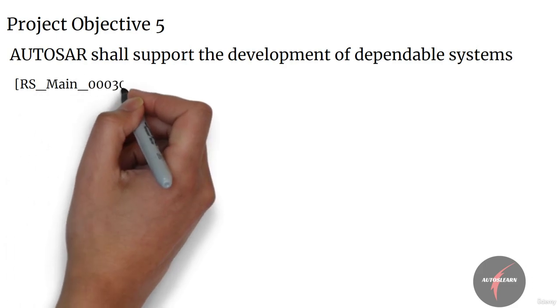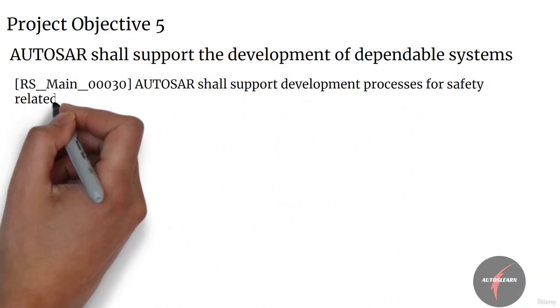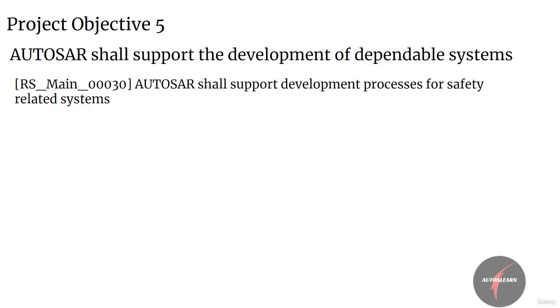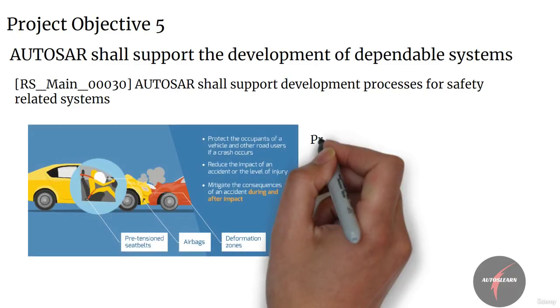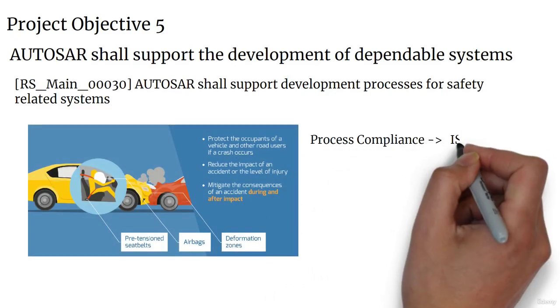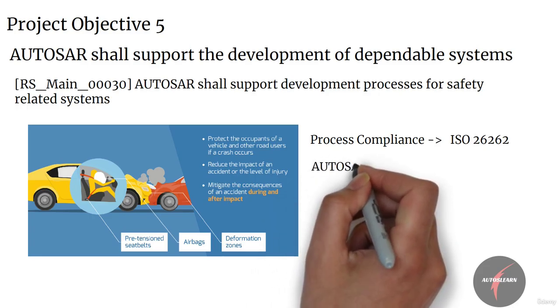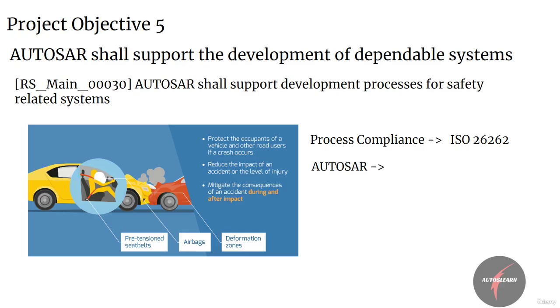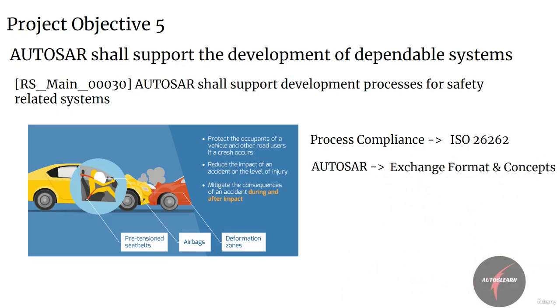Let's look into the second requirement, which states AUTOSAR shall support development processes for safety related systems. To develop safety related automotive systems, the corresponding requirements given in ISO 26262 have to be followed by all processes. AUTOSAR shall support such development processes for safety related systems by providing according exchange formats, for example for requirement tracing, and concepts.